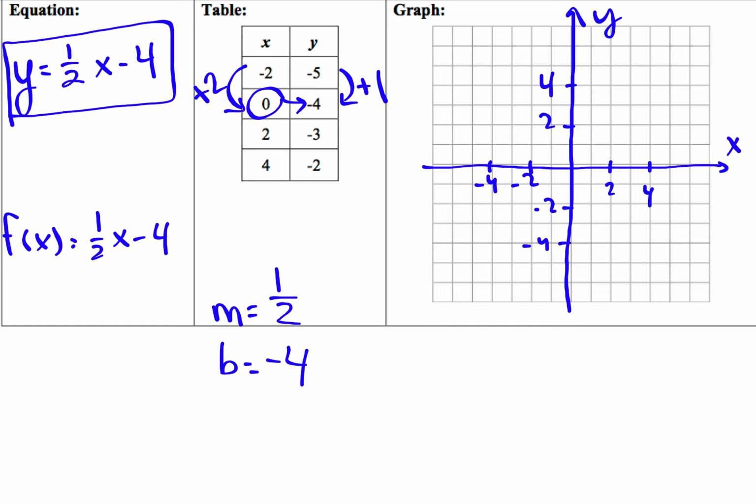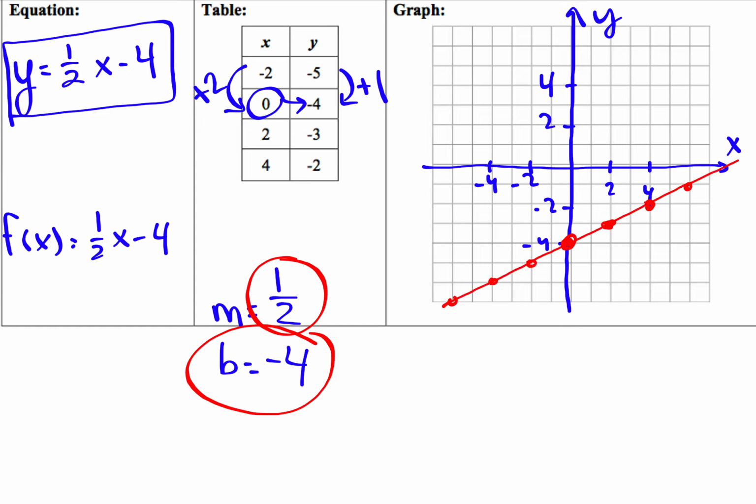So on my equation, the y-intercept is negative 4. I'm going to plot that point on my graph. The slope is 1/2. That's up 1 over 2, up 1 over 2, repeating until I run out of room in both directions, and I get my graph.